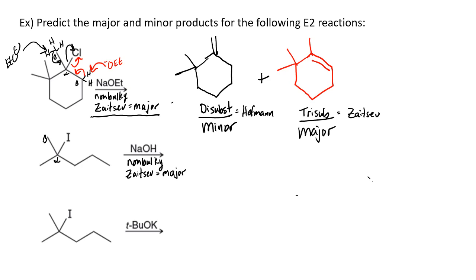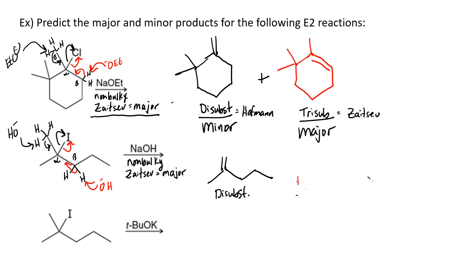I've got two hydrogens, and then I've got three hydrogens on this methyl. My hydroxide could deprotonate one of these to give the following product. That's a di-substituted alkene. And let's look at what happens if hydroxide deprotonates the other one. I get a tri-substituted alkene.